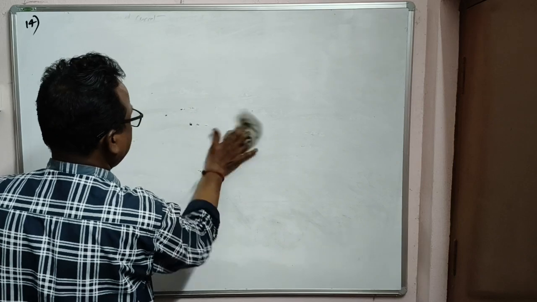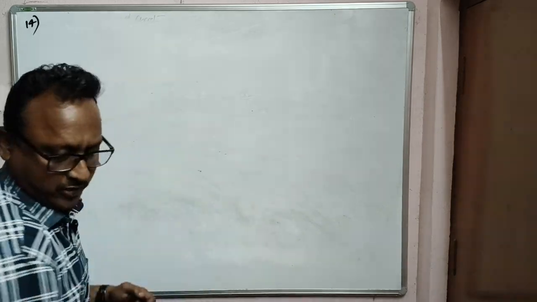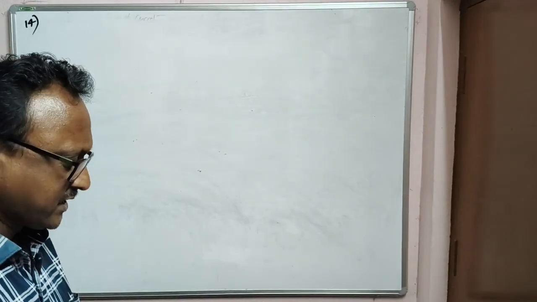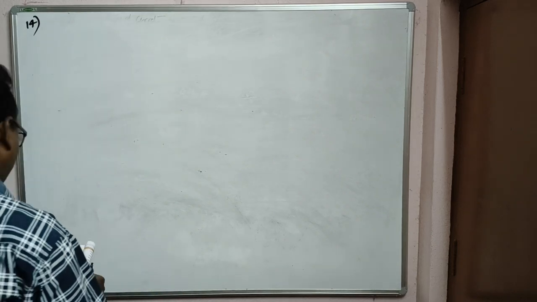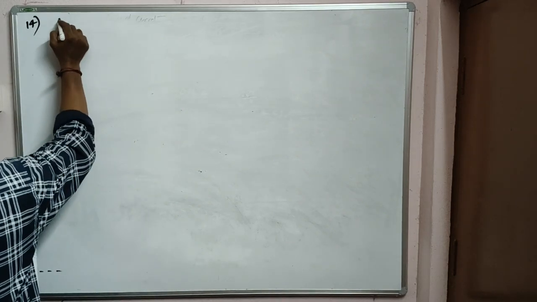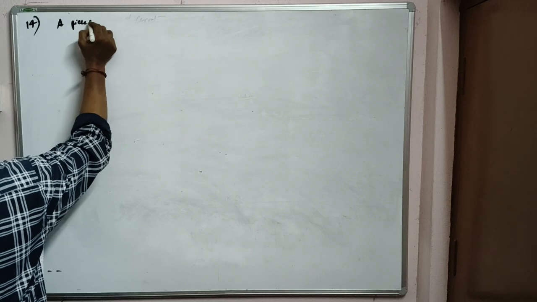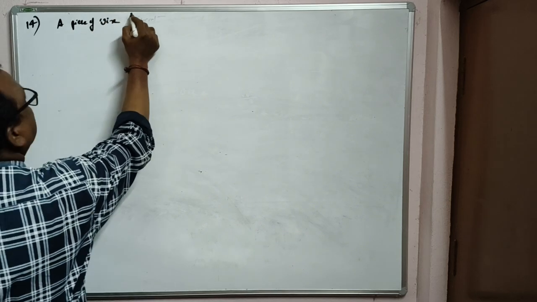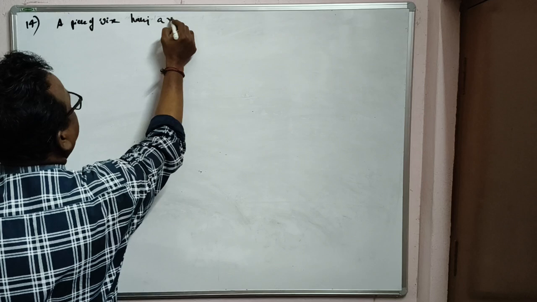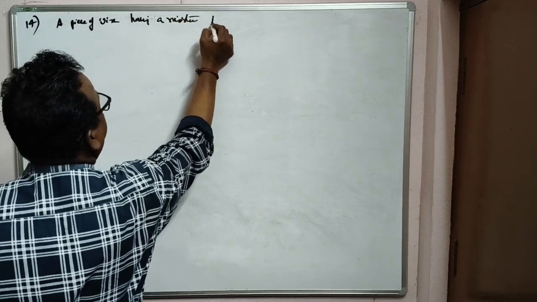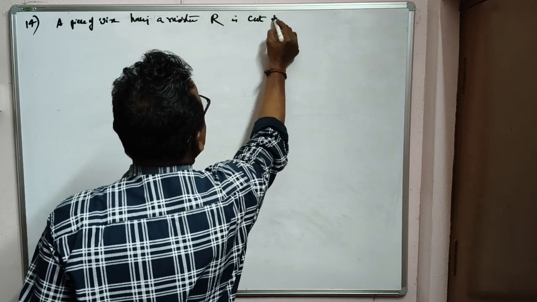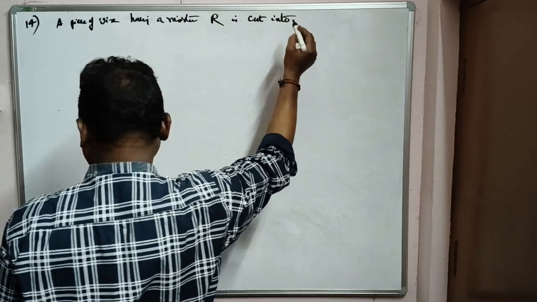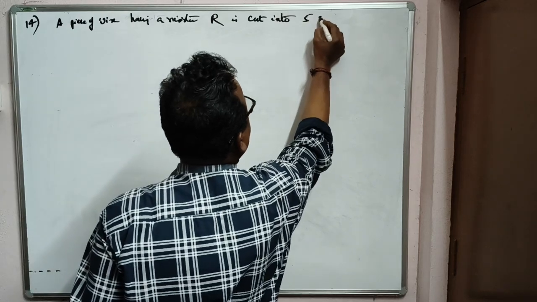Okay, let us go to the 14th question, please. Now, see here, very important questions. These are asked regularly in the examination. Now, a piece of wire having a resistance R is cut into 5 parts, 5 equal parts.